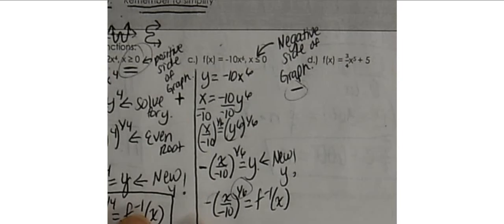Now a lot of times kids will want to distribute that negative in. You can't. And the reason why you can't is because of the fact that we have this 1/6 power. And according to the order of operations, you have to take care of exponents first before you multiply. So you cannot multiply first and then take the exponent. That's one of the misconceptions that a lot of kids have, so I just want to make sure I put that out there. Let's go ahead and look at letter D.